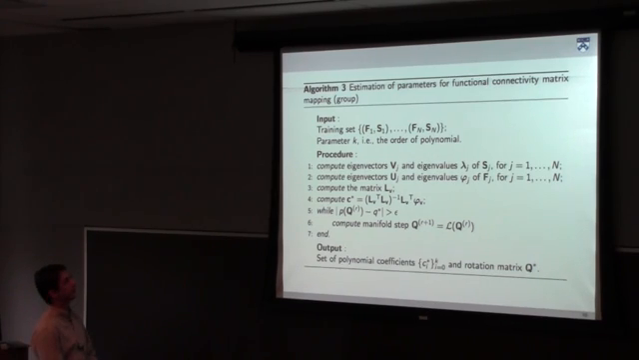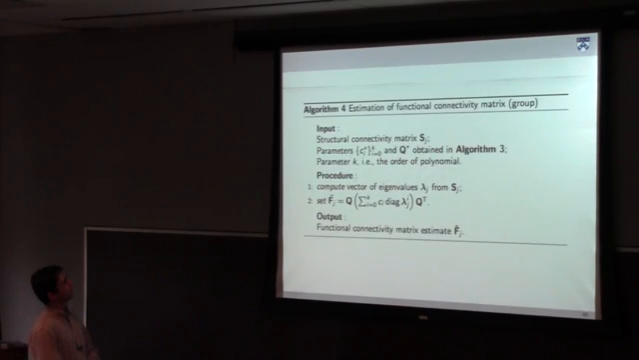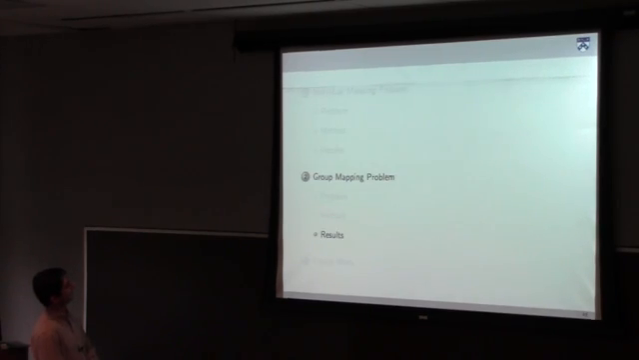Then we can summarize the algorithm. It's pretty similar to the one for the individual case. While in the previous case, we had a closed form solution for the rotation, here we have an iterative descent optimization. But once we have that, we can then proceed with the approximation given those parameters in the same way, mostly.